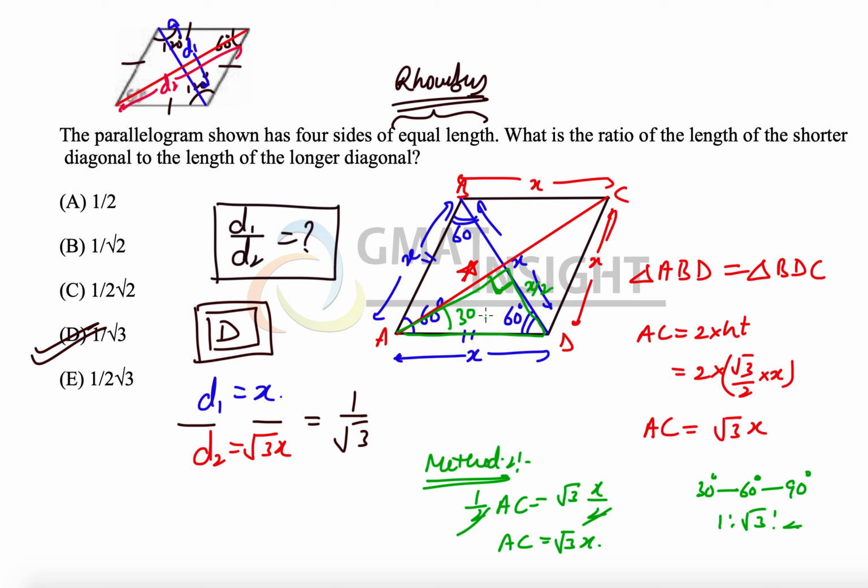And there could also be another different method. We could have taken triangle ABC as an isosceles triangle, and in that also we could have figured out AC. But I hope we have already enough methods here to find out the length of AC.